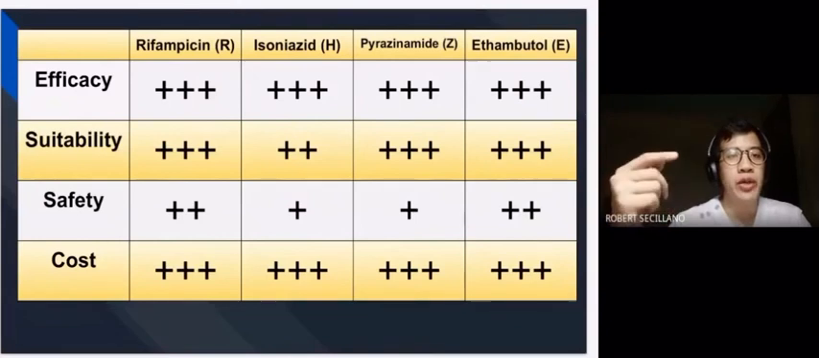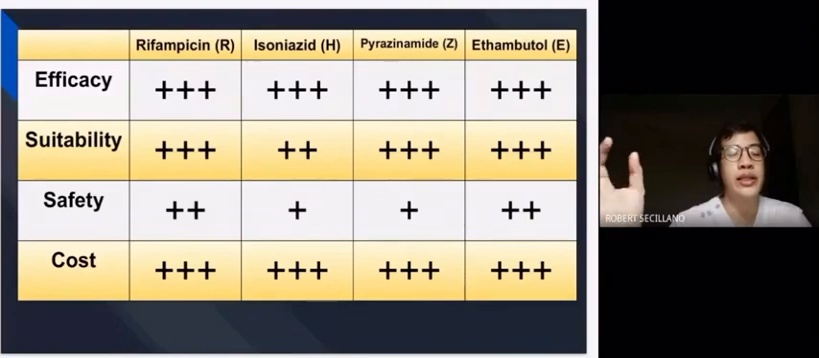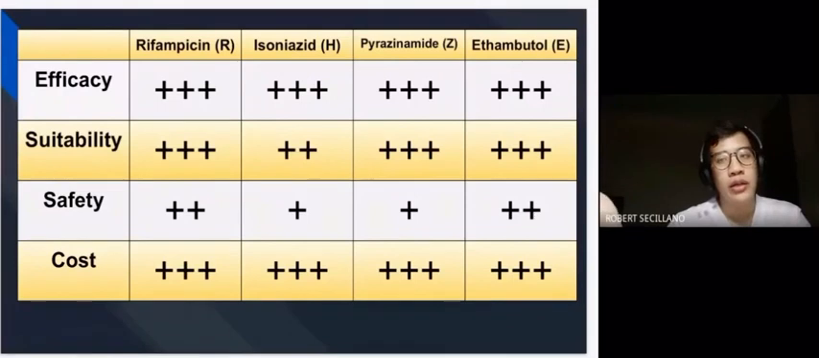Next is pyrazinamide. I will also place 1 plus, because it is the most hepatotoxic first line drug. And remember, the patient has slightly elevated ALT, so we will be more watchful for this patient. That is why I placed only 1 plus for the safety of pyrazinamide. And ethambutol, I placed 2 plus because it is the least hepatotoxic among the first line drugs. It can cause retrobulbar neuritis. Also, it can cause loss of visual acuity and red-green color blindness. So that's the safety of the first line drugs.